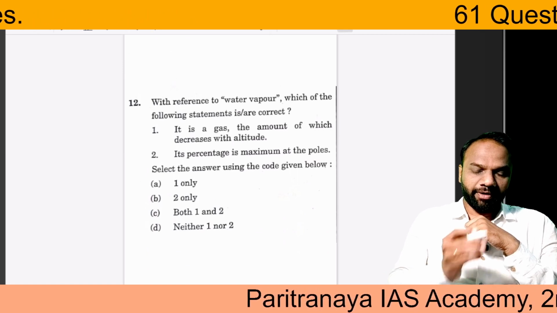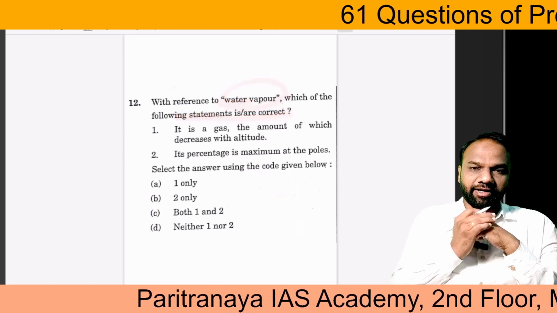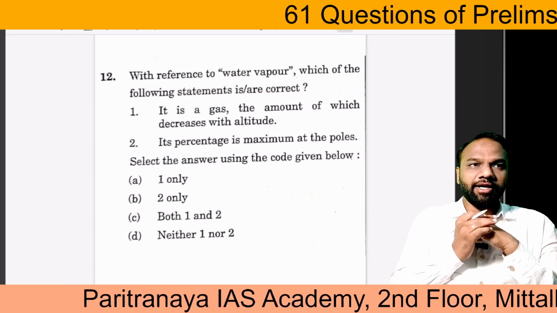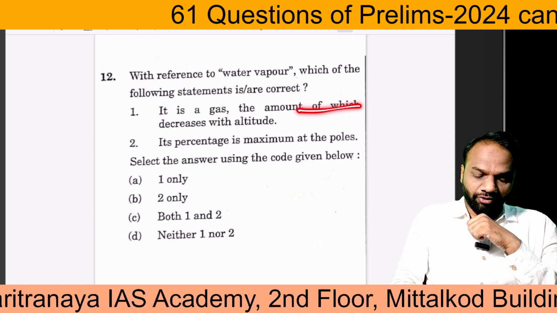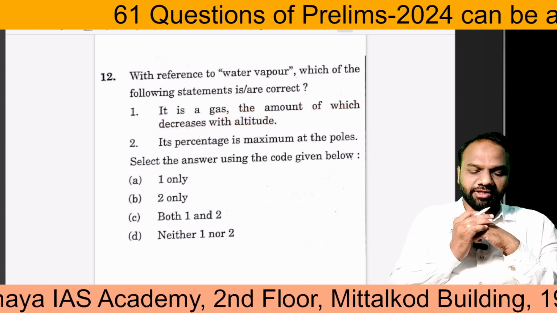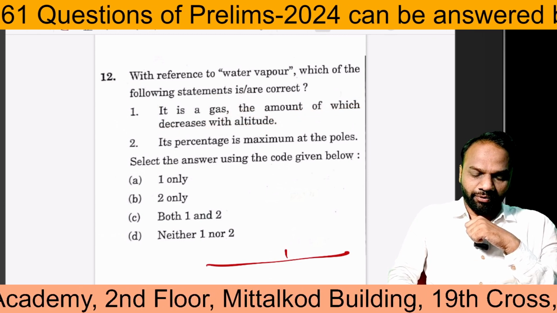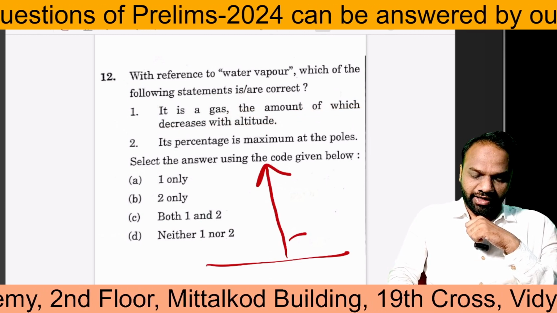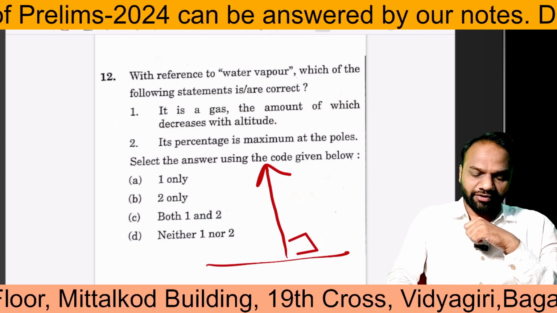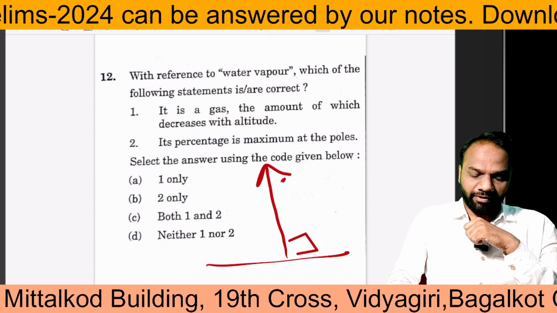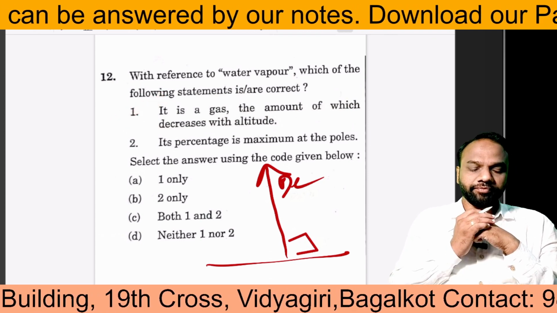Next, water vapor. With reference to water vapor, which of the following statements are correct? Water vapor is a gas, yes. The amount of which decreases with altitude. This is also true. From the surface of the earth, as we move to higher altitude, at the lower altitude the water vapor will be more, and as we move higher, water vapor will decrease. So the first one is correct.